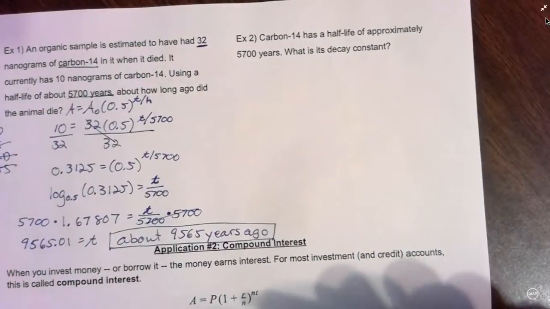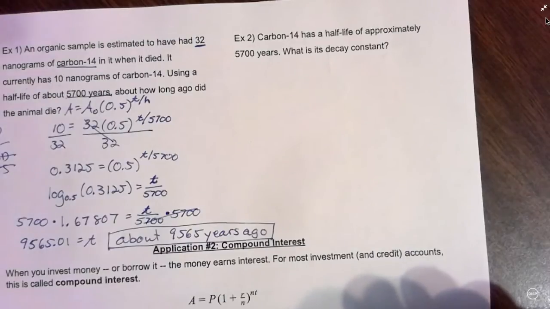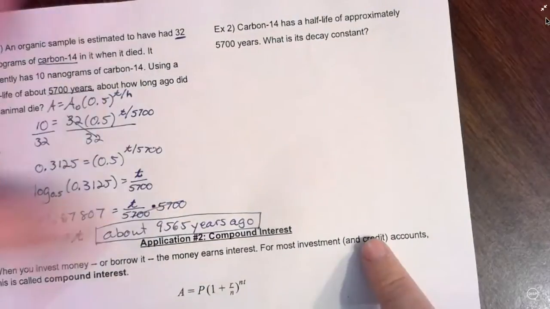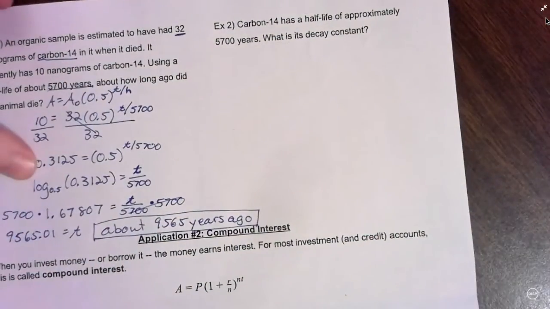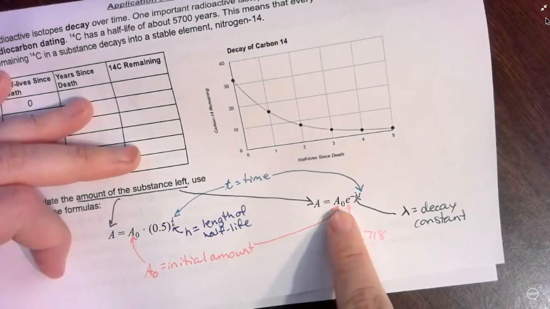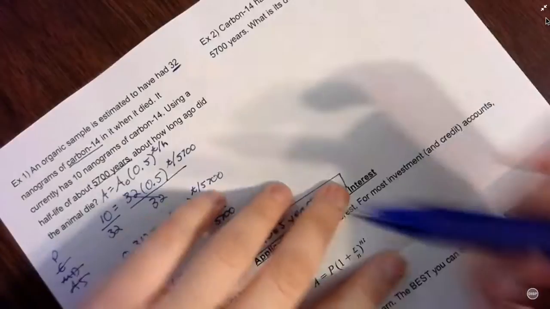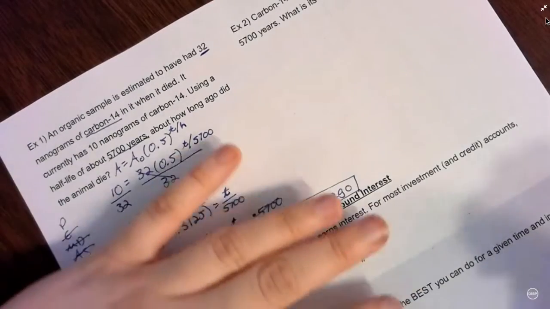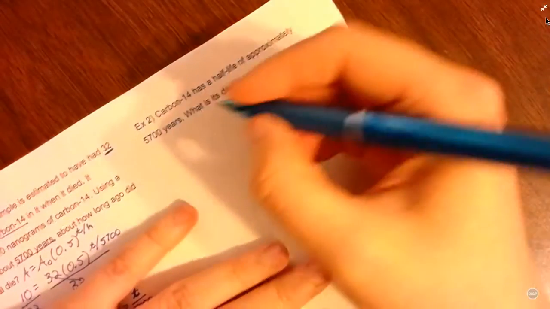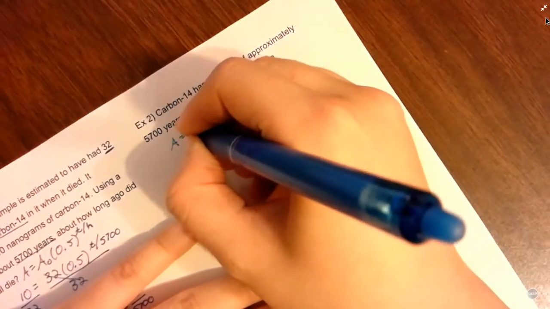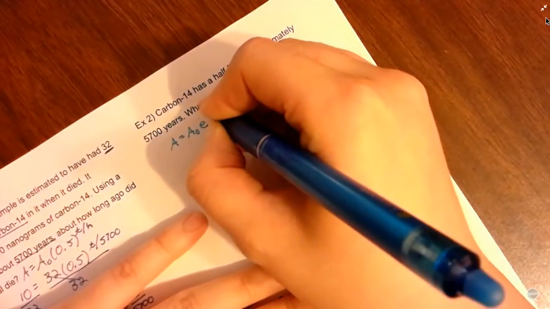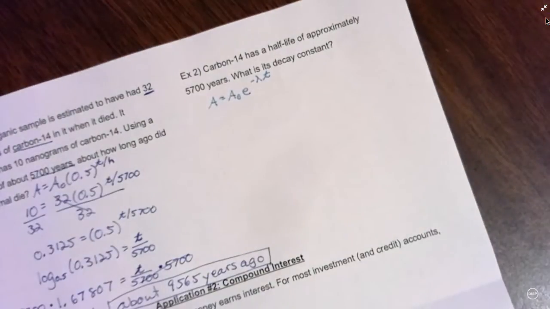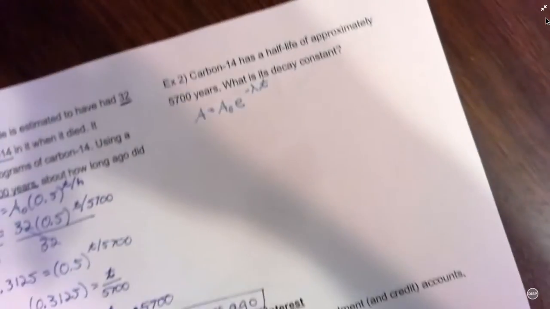So let's look at number 2. We're again working with carbon-14, which we're still using a half-life of about 5,700 years. Now I want the decay constant. So I'm going to look at that second formula, this one. And I'm going to start by writing it down. I'm going to switch pen colors just because I can, why not? All right, so I got my formula written down. In fact, I'm going to zoom in a little bit.